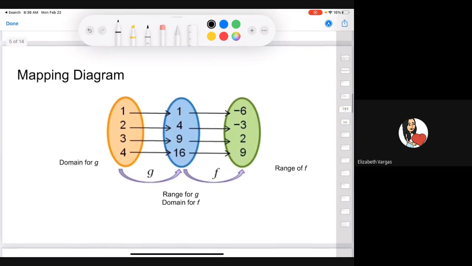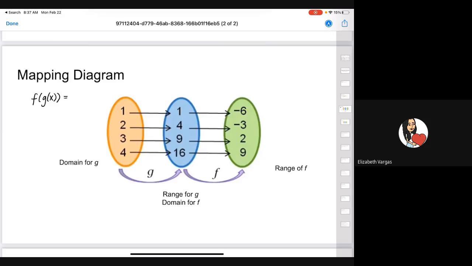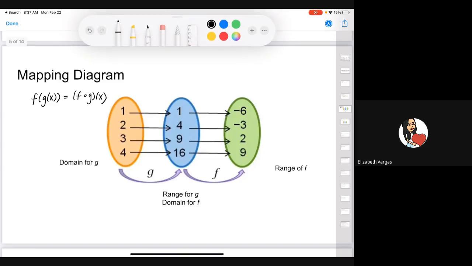Okay? And so first what I want to get into is mapping diagrams. And we're going to look at when we need to use a mapping diagram to find the composite. So more specifically, for the composite f of g of x, or this can also be written as f composite g of x, because we're going to put g into f.